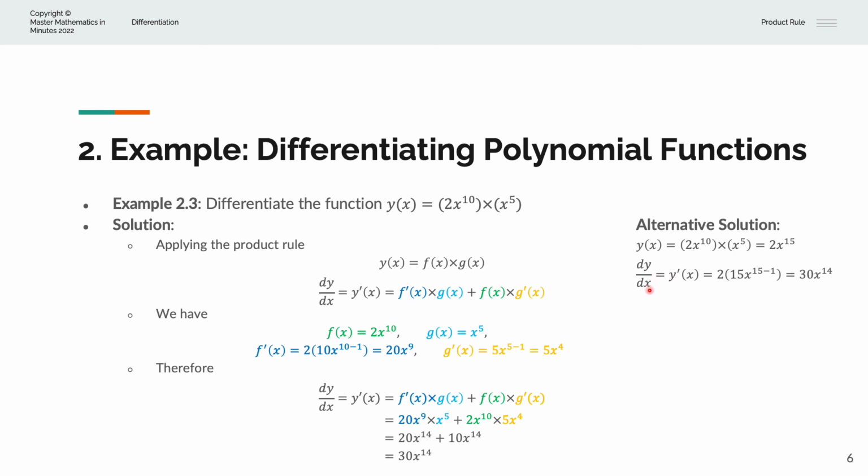And so with dy/dx, which is y'(x), we'll keep the 2 at the front. We'll drop the 15, which is a power, to the front, and that is 15 there. And x to the power of 15 minus 1. We're reducing the power by 1 because we're differentiating. And so that simplifies to 30 times x to the power of 14. So that 30 times x to the power of 14 matches what we've calculated before.